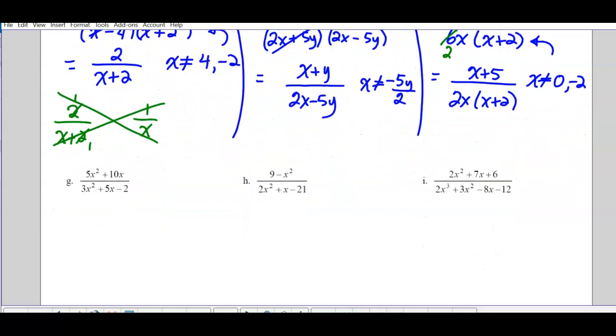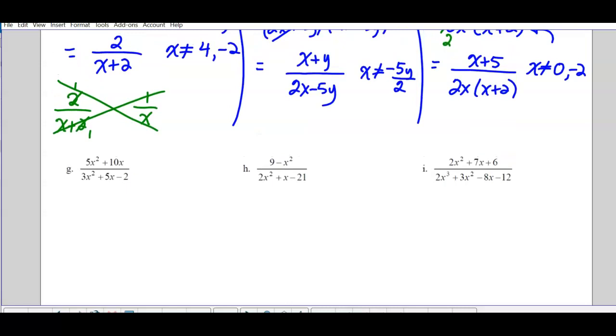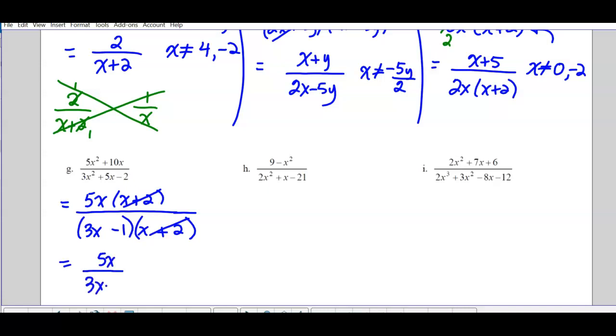Okay. And the last 3, common factor in the numerator, denominator, non-simple trinomial. Multiply to -6, add to 5, so that's going to be 6 and -1. Okay, and then the x plus 2's divide out, so you're left with 5x over 3x minus 1, and x cannot equal, you go back to the factored step, 1/3 and -2.